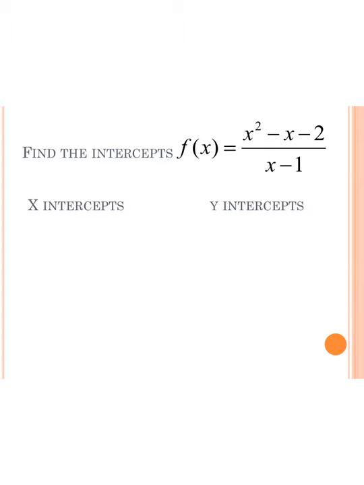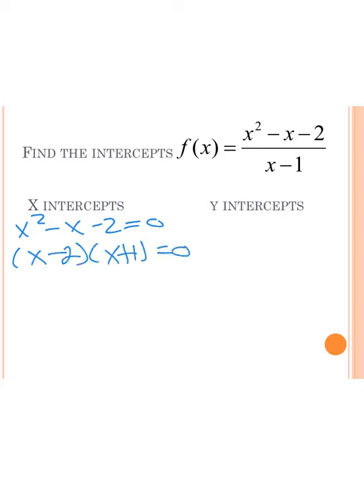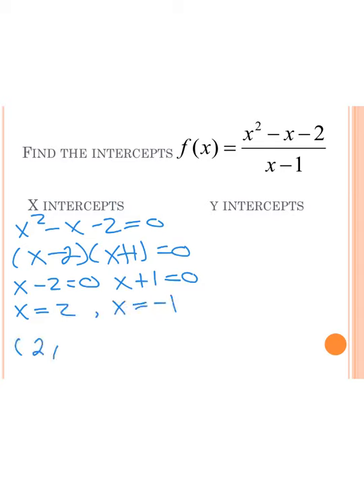Again, to find our x-intercepts, I'm going to start with my numerator, and I'm going to set that equal to 0. So we have x squared minus x minus 2 equals 0. If I factor this, then we get x minus 2 and x plus 1. And again, we have to factor this to get each factor equal to 0. So then we have x minus 2 equals 0 and x plus 1 equals 0. When I solve each one of those, we get x equals 2 and then x equals negative 1, which means we have two x-intercepts. One of them is at (2, 0). One of them is at (-1, 0).